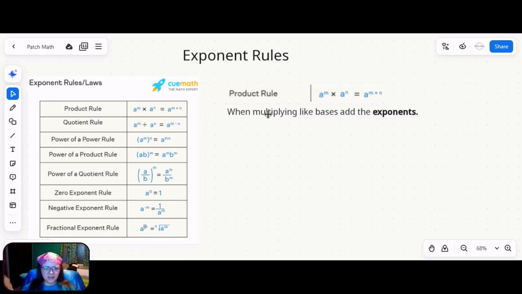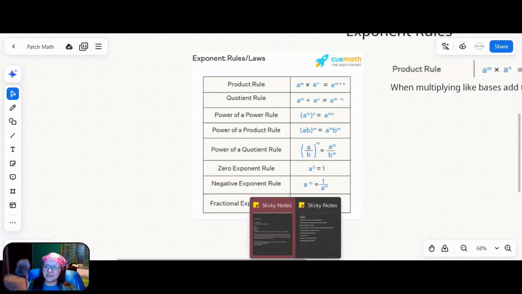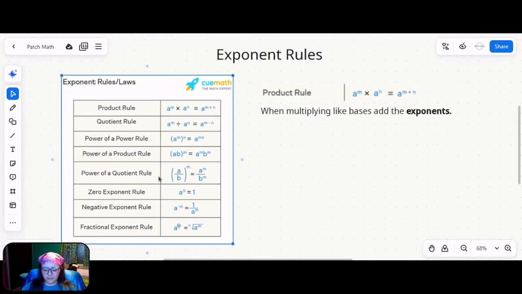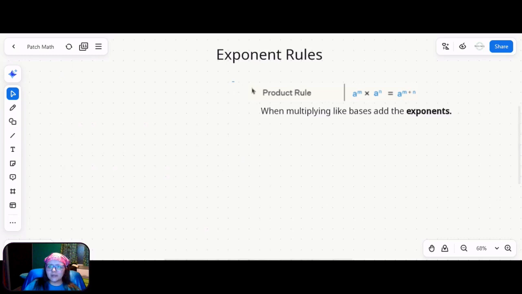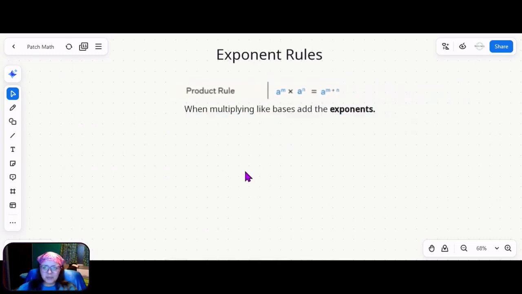Now I've gone ahead and uploaded all the exponent rules over here so you can see them. In this video, we are going to focus in on the product rule. Real quickly, the product rule essentially states that when multiplying like bases, we can add those exponents.